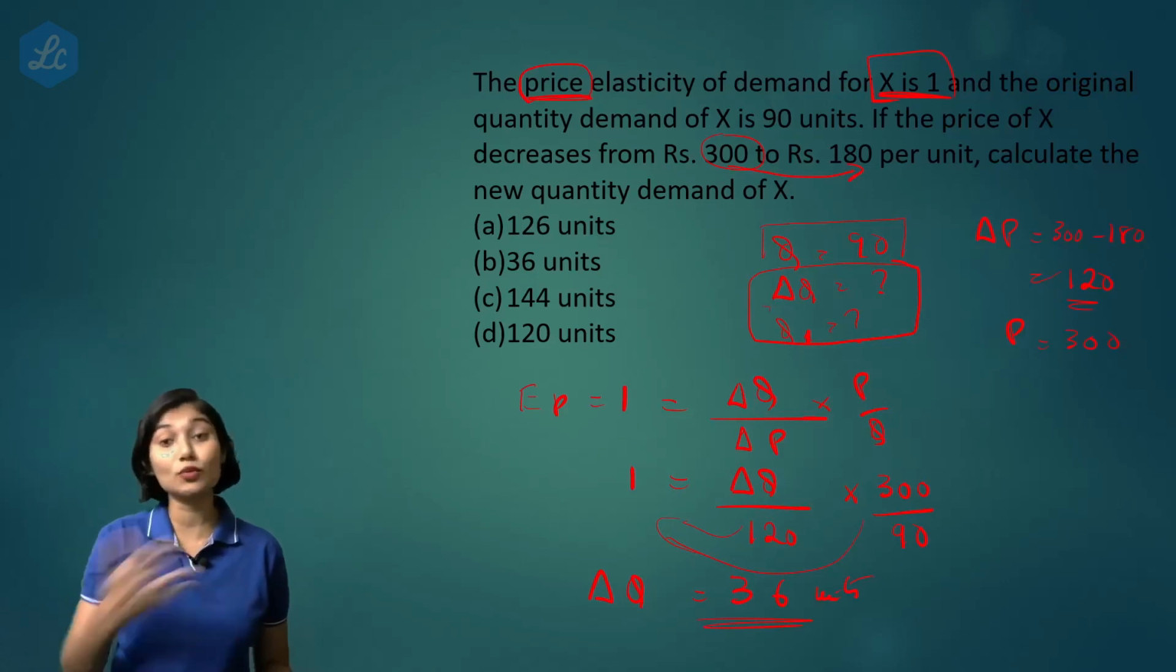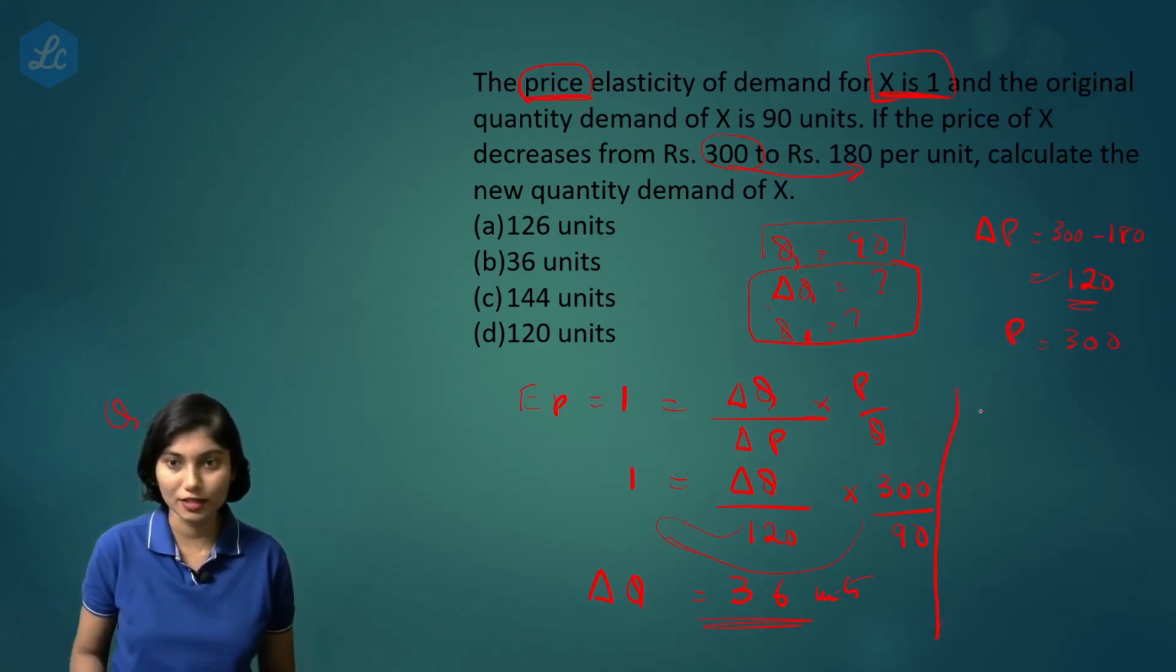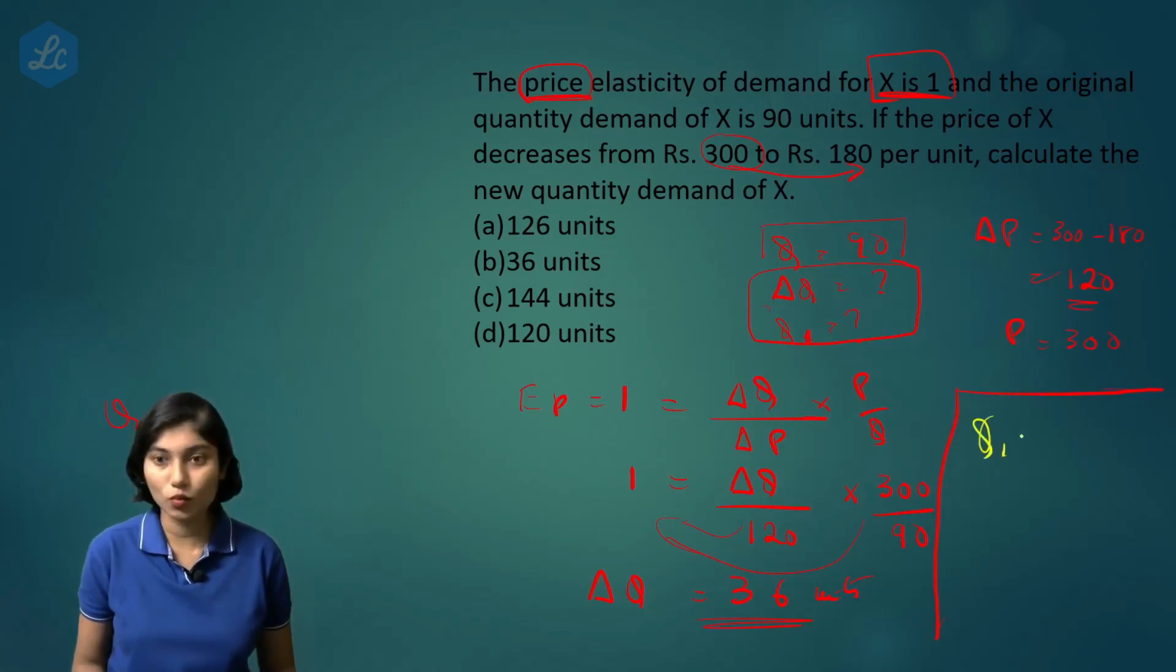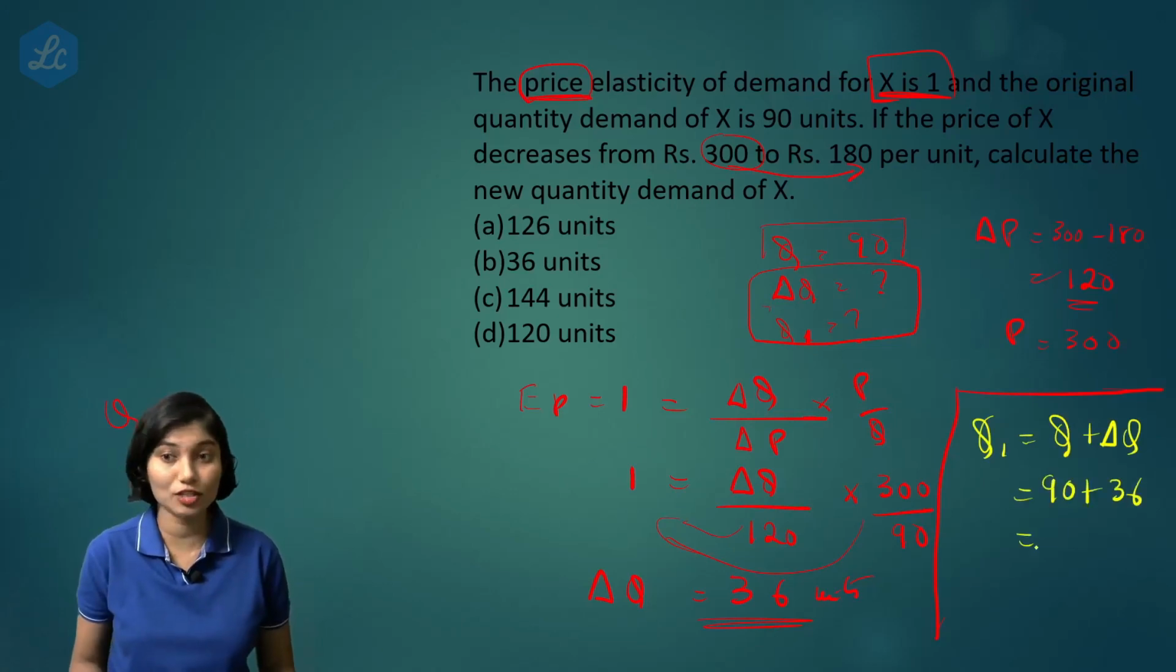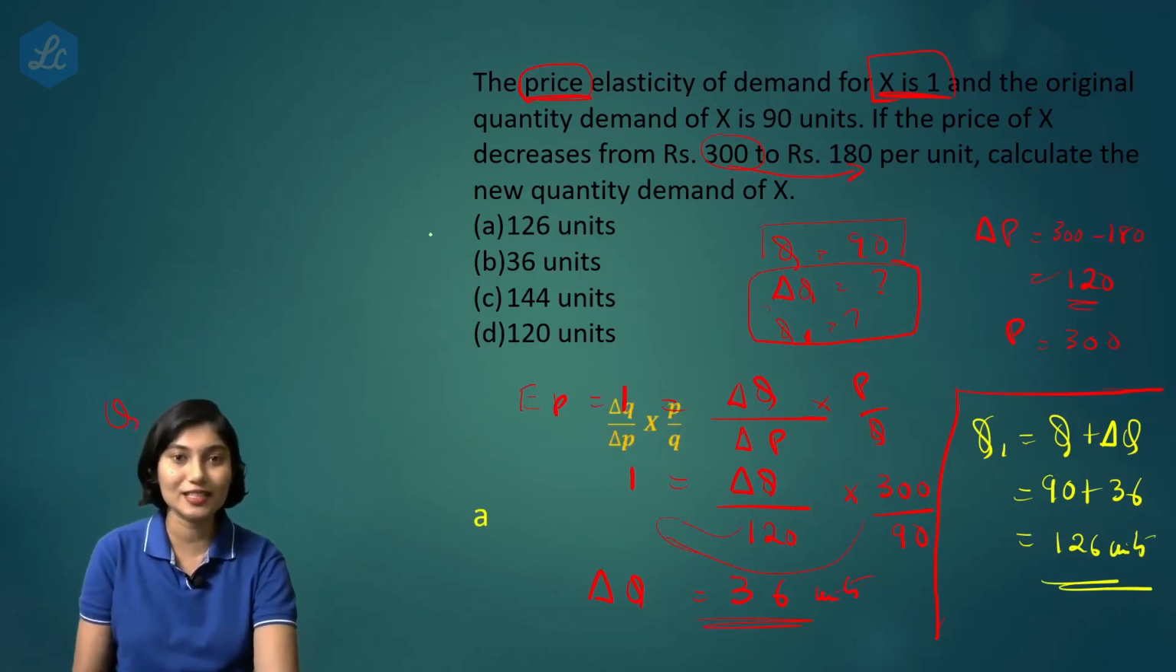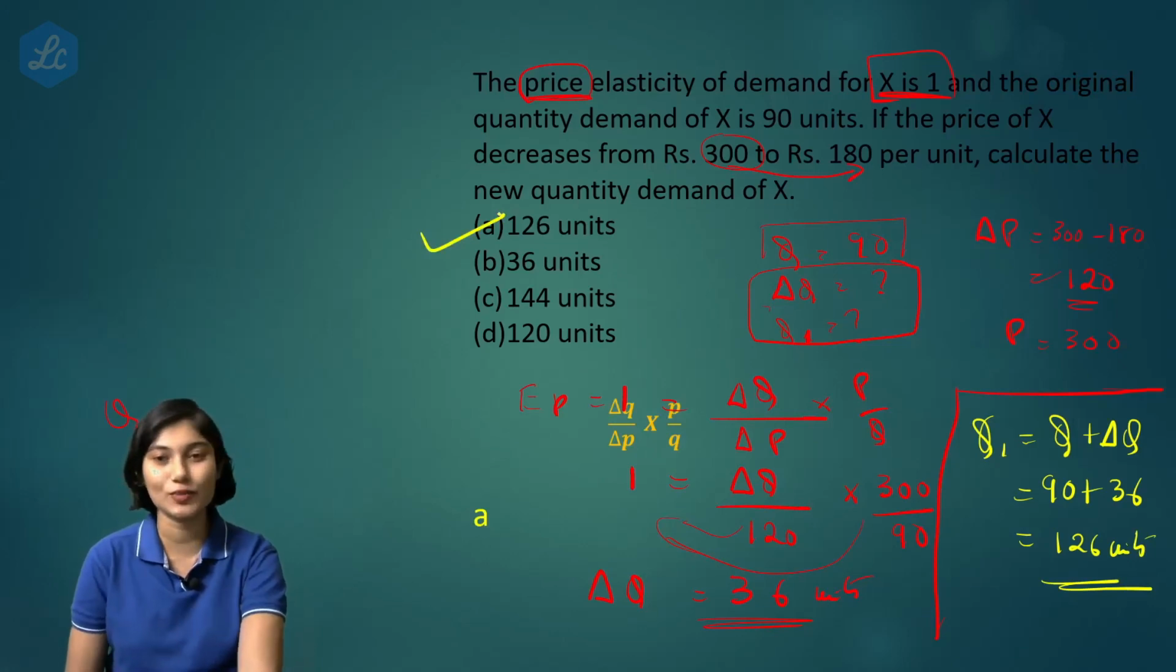So what is the new quantity? I will write it here. All right. Q1 is equal to original quantity plus change in quantity. So original quantity was 90 plus change in quantity 36 units. So 90 plus 36, how much do you get? You get 126 units. Which means what is the answer? The answer is A, 126 units. So looks like some of you have understood it.